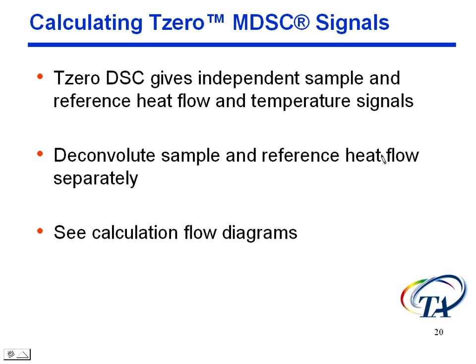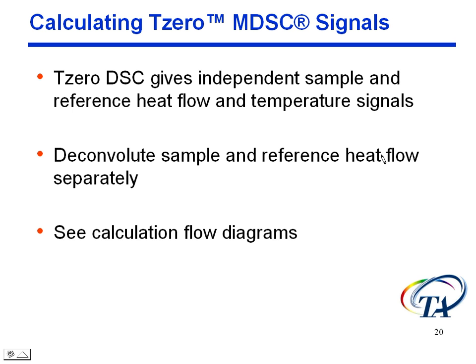DSC signals. Some of you may have had our 2920 or 2910 with modulated DSC. We calculate the signals slightly differently now on the T0, on the Q series DSC, than we did on the 2920. Some of it is similar, but there are a few extra steps. These next slides about calculating this are not things that you have to do. Obviously, the software and the instrument do this for you.